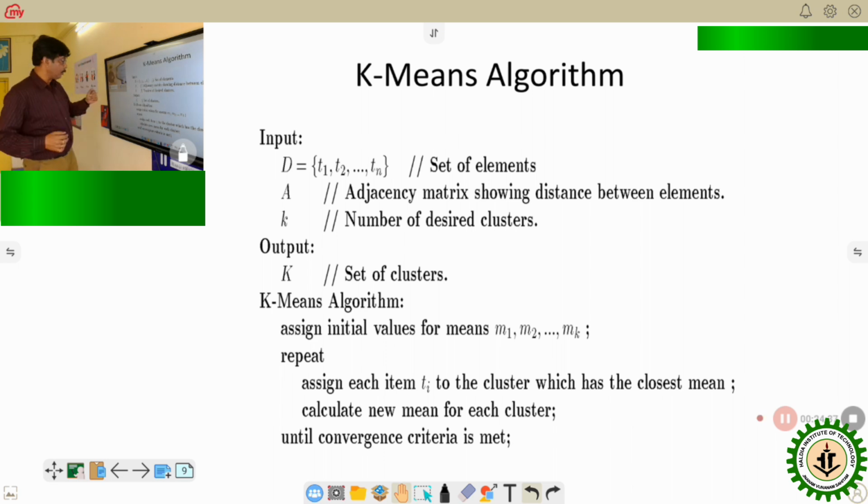Now what is the output? The output is the set of clusters, that is, the ultimate formation of the clusters. For the K-means algorithm, first assign initial values for the means M1, M2, up to Mk. In the first iteration these are selected randomly. K is the number of clusters that I require, and that is given as an input.